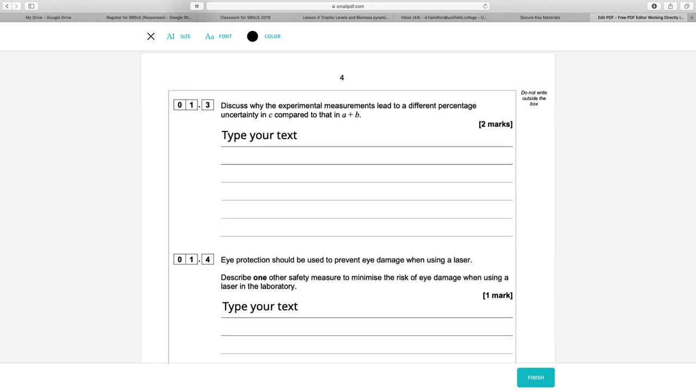1.3: discuss why the experimental measurements lead to a different percentage uncertainty in C compared to that in A and B, or A plus B. Well, there's a couple of ways you can look at that. There are 3 marking points here and you need 2 of them. So one thing you can say is the percentage uncertainty in C is less than the percentage uncertainty in A and B. If you work it out, you get 0.37 or 0.4 if you do it to one sig fig. So there's two of your marking points.